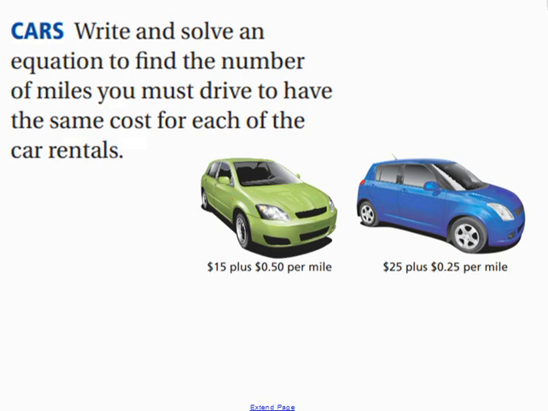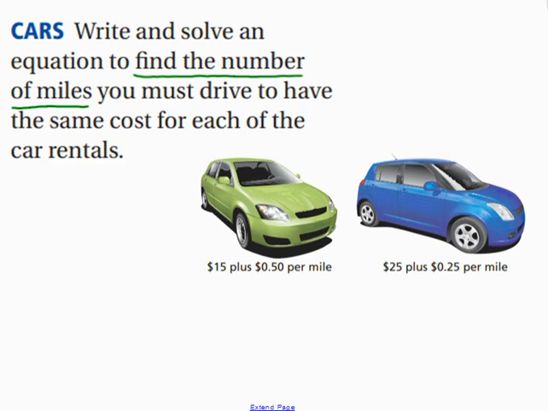All right, next one. This is a very typical setup for a word problem with variables on both sides. We're deciding between 2 different car rentals. One's $15 as a flat fee plus 50 cents per mile. The other is $25 as a flat fee plus 25 cents per mile. Whenever you have a word problem, it's a good idea to start by defining your variable. It says find the number of miles. Whatever you're trying to find is going to be your variable.